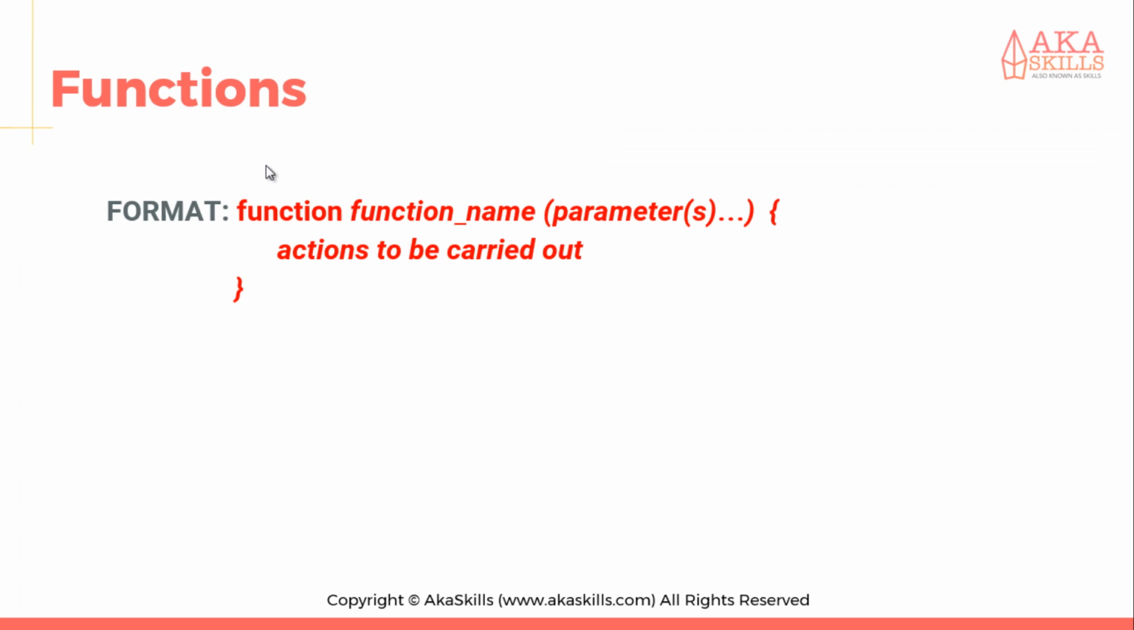So we first of all say function, which is a keyword, followed by the name of the function you choose, followed by the parentheses, which contain the parameter or parameters, or you could say arguments, that we want to pass to our function. This is then followed by the curly bracket, in which we specify the instructions we want our function to actually carry out. Now this is the format for creating a function.